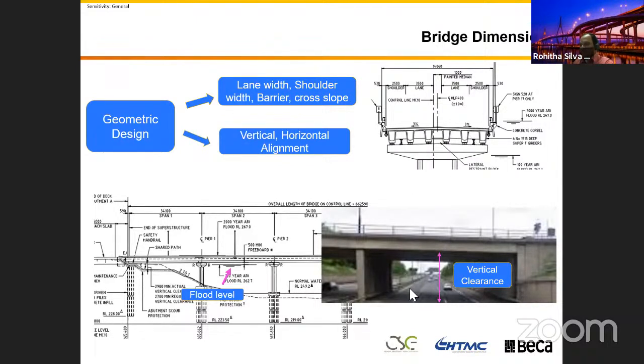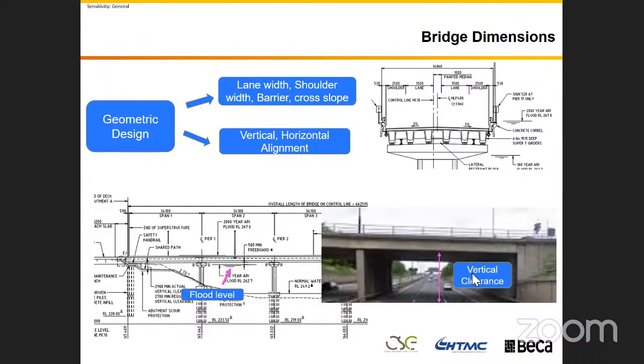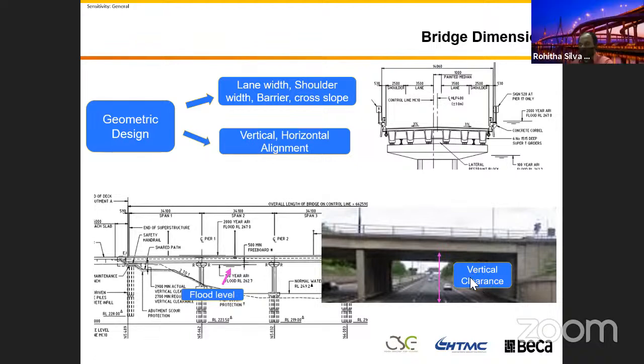The vertical alignment, you can see these two pictures. One parameter is the flooding. The other one, of course, is the vertical clearance you need when you are building this highway, because you need the 4.4 meter clearance from the road to the soffit of your structure. So you can't design a structure with a 5 meter one, and you don't want to design one with an 8 meter one, because there's no point.